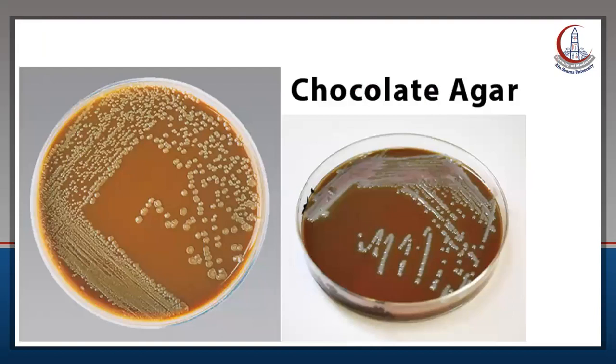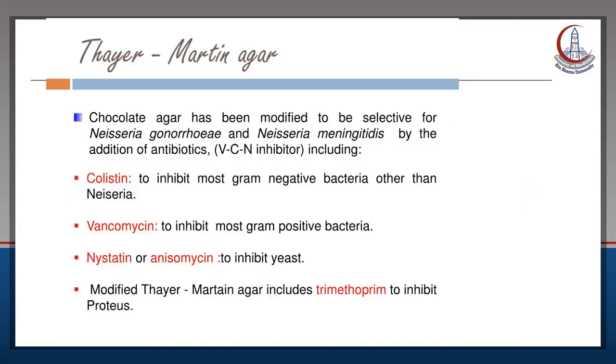For other methods, we could use chocolate agar or Thayer-Martin agar. This media is used to help the growth of Neisseria gonorrhoeae. So, a direct film stained with Gram stain or a smear, then we can confirm using chocolate agar or Thayer-Martin agar as culture media.